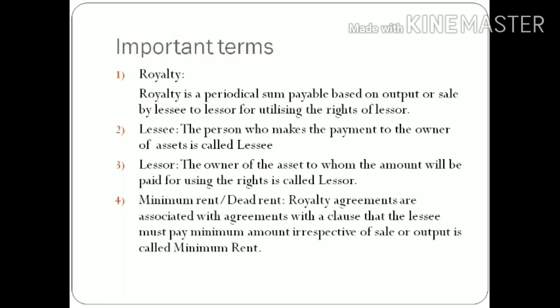Next, minimum rent or dead rent. See, these royalty agreements are associated with certain clauses. Here, the lessee should pay a certain minimum amount to the lessor irrespective of sale or output. Whatever may be the rights which have been transferred to the lessee, irrespective of sale or output, a certain minimum amount has to be paid by the lessee to the lessor. That minimum amount we will call minimum rent or dead rent.